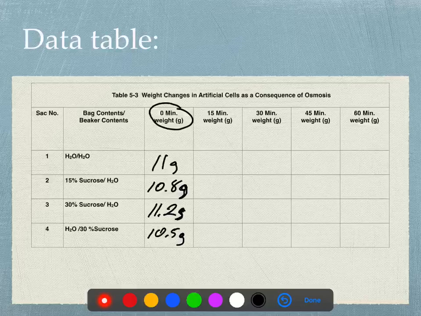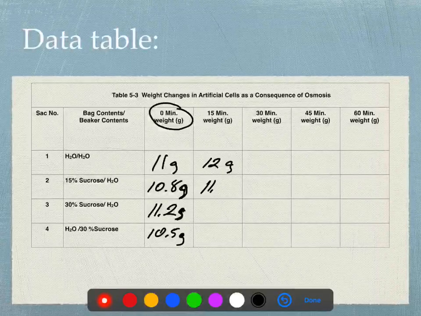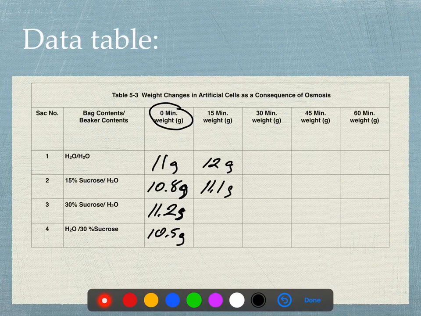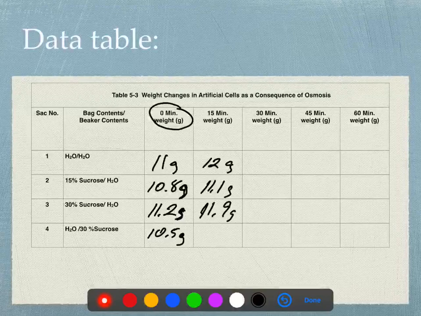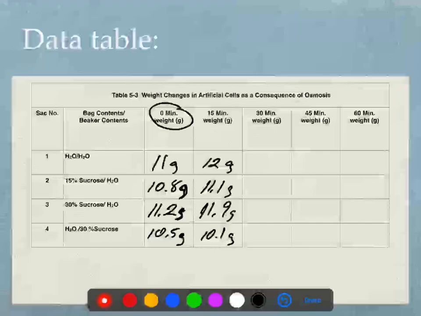But then after 15 minutes, we pull them out of their respective beakers, and then we check to see what their mass is. And maybe we find that it's 12 grams at 15 minutes for bag 1. It's 11.1 grams for bag 2, 11.9 grams for bag 3, 10.1 grams for bag 4. Now you might be wondering, hey, why did bag 1 gain water? It's in an isotonic solution.